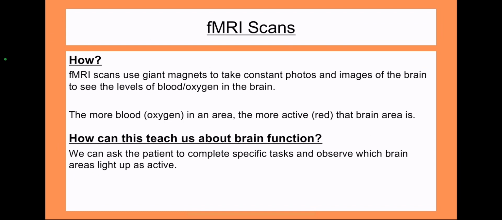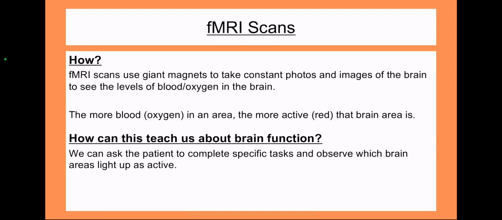So the more oxygen that is required for a brain function, the brighter that area in the brain will light up. So the more active and more red it will be. So for example, if we were using the visual cortex, we would see a lot of oxygenated blood go to the back of the brain. Similar to the PET scan, we can ask the patient to complete a task under a brain scanner here, and we can observe which brain areas are lighting up.